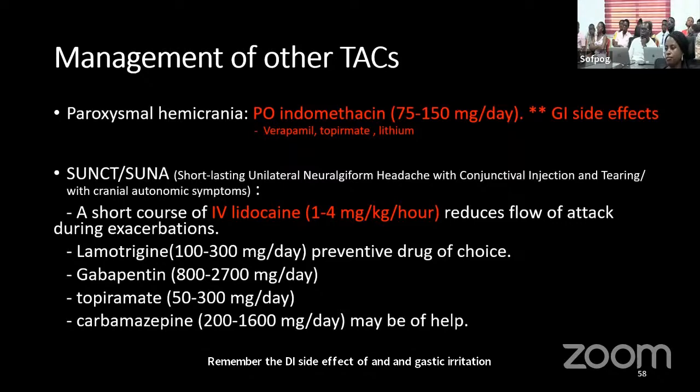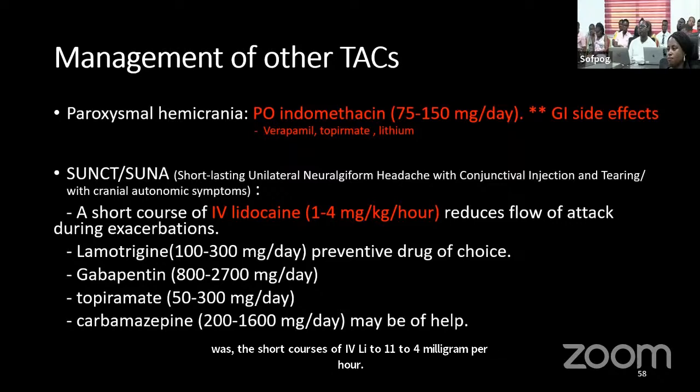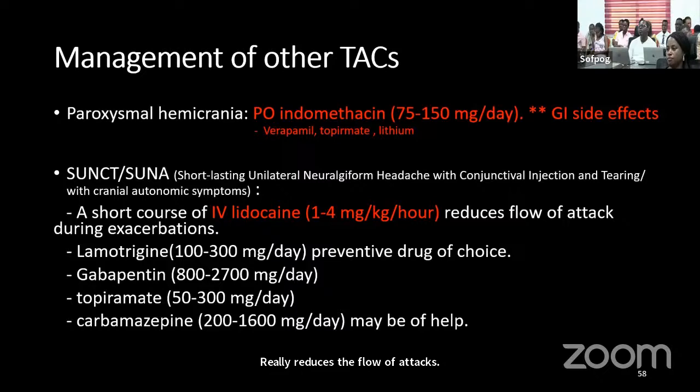Then there's SUNCT or SUNA. These are short-lasting unilateral neuralgiform headaches with conjunctival injection and tearing and cranial autonomic symptoms. They respond to short courses of IV lidocaine, 1 to 4 milligrams per kilogram per hour. It really reduces the frequency of attacks. Lamotrigine, gabapentin, topiramate, and carbamazepine in the doses listed can also be given.